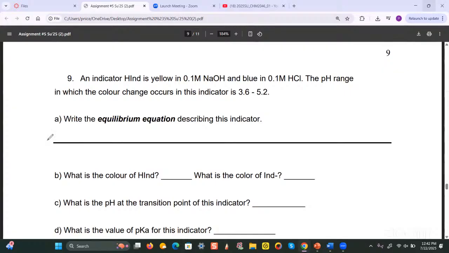So the first question is asking for you to write down the equilibrium equation for this indicator, right? So the indicator is HInd, right? So what would be on the other side? When this dissociates, what would be the products?